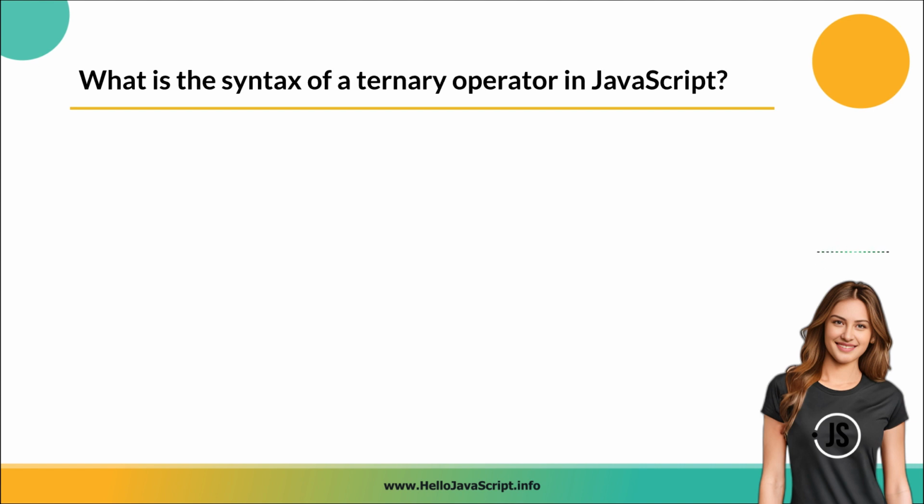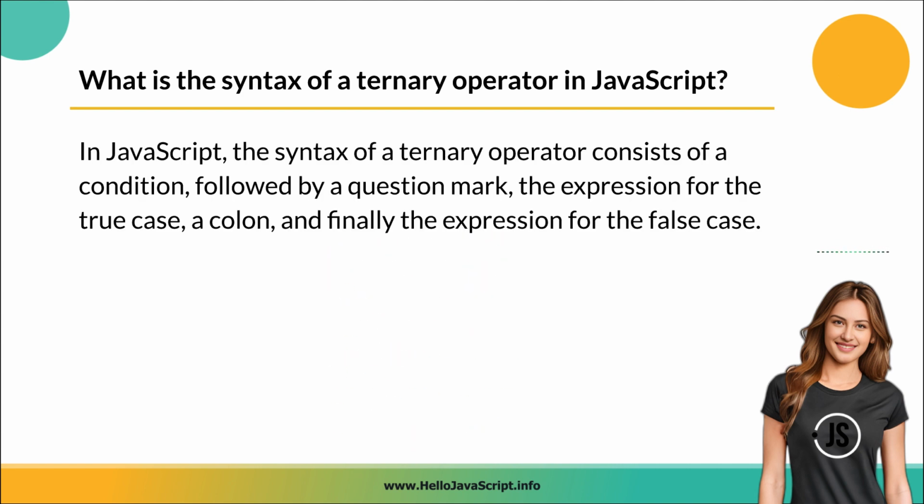Let's look at the next question. What is the syntax of a ternary operator in JavaScript? Here is the correct answer to this question. In JavaScript, the syntax of a ternary operator consists of a condition, followed by a question mark, the expression for the true case, a colon, and finally the expression for the false case.